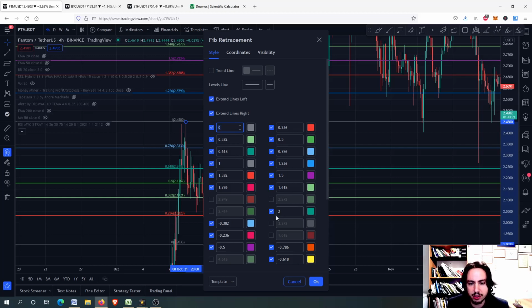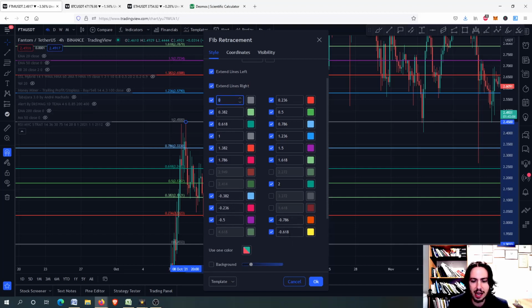But I have enabled also the 1.236, 1.618, 1.382, you can see here, and of course 1.786 and 1.5. Also the minus 0.382, minus 0.236, minus 0.5, minus 0.786, and minus 0.618.